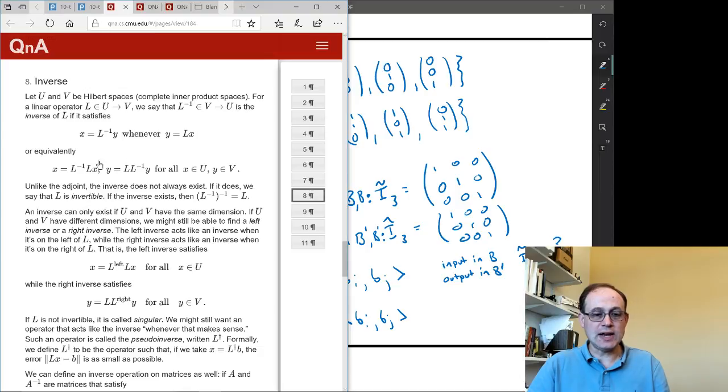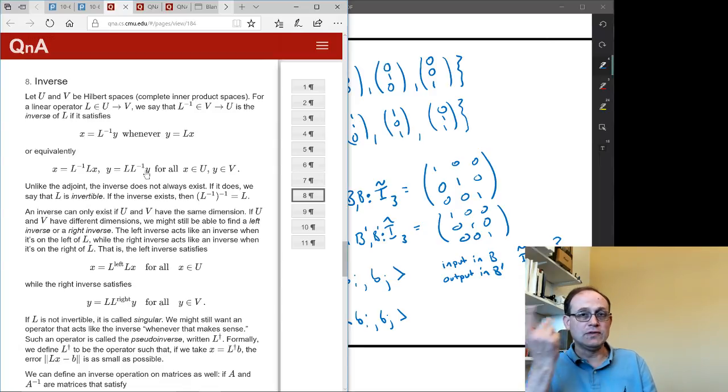You can also write that as follows. For all x in u and y in v, x is equal to L inverse of L of x, and y is equal to L of L inverse of y. So unlike the adjoint, the inverse does not always exist. If it does, we call the operator invertible. And for invertible operators, if you take the inverse twice, you get back to the original operator.